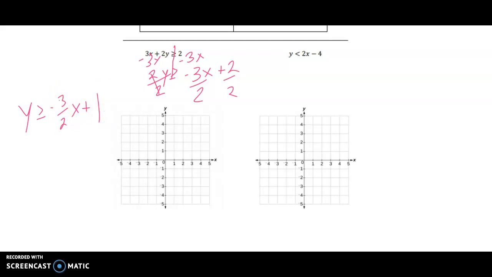So now we're going to do what we normally do. We're going to start with our y-intercept. We're going to put a dot on that positive 1. Then we have our rise, negative 3, over our run, positive 2. So remember, rise over run, y over x. So we're going to go down because it's a negative 3. 1, 2, 3. Then we're going to go to the right because it's a positive 2. 1, 2. Let me put my little dot there, and let me erase this for clarity.